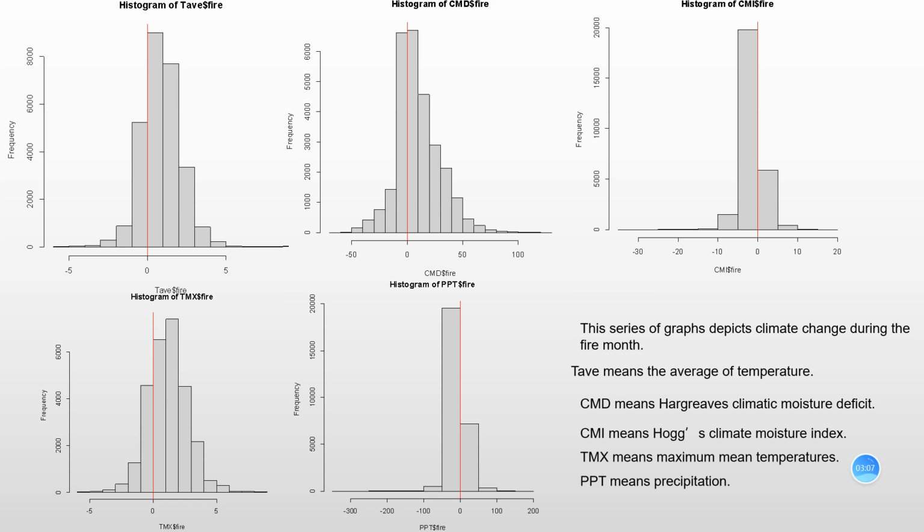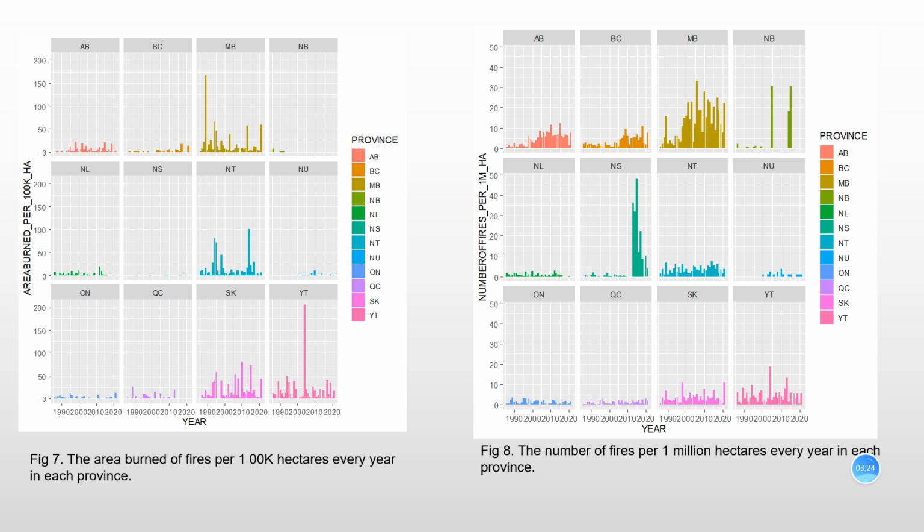This mean temperature, CMD, TMX show the upward trend, while precipitation and CMI show the downward trend. This means that the occurrence of fire is inextricably linked to change in these climate indices.